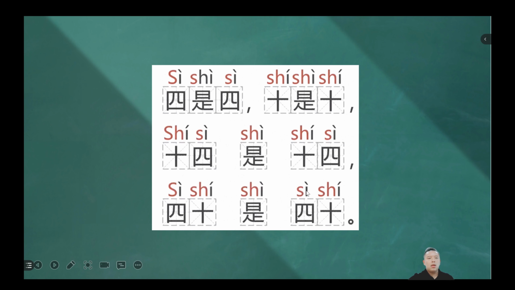Now, there's a tongue twister for you. Please have a try. 四是四，十是十，十四是十四，四十是四十。Now, a little bit faster. 四是四，十是十，十四是十四，四十是四十。Can you try? It's okay if you cannot make it correct at the beginning. Just keep practicing.